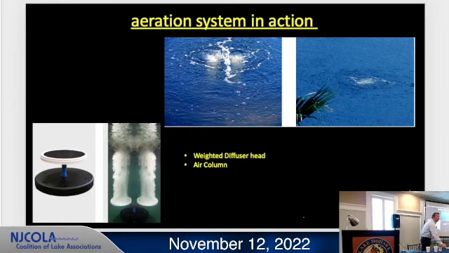Is there a downside to aerating? There is. I was going to bring that up. Absolutely, 100%. With these diffuser heads, I've had a lot of clients with diffuser heads. Take a look at this one. See how it's extended off the bottom?